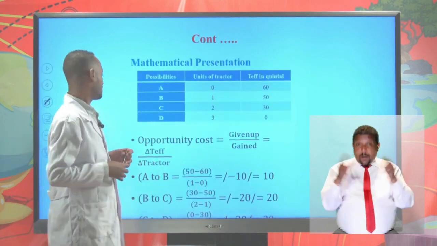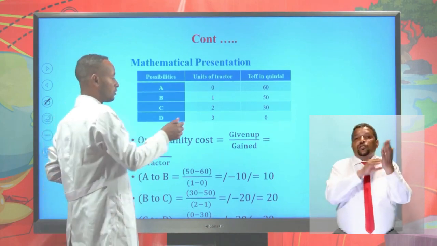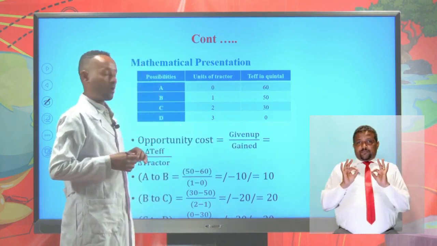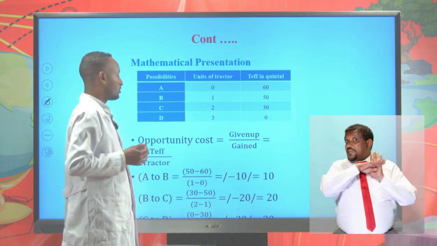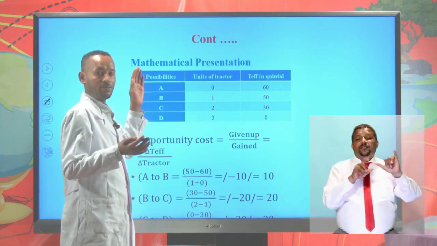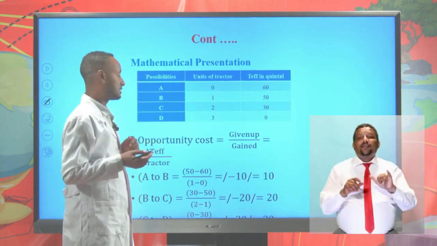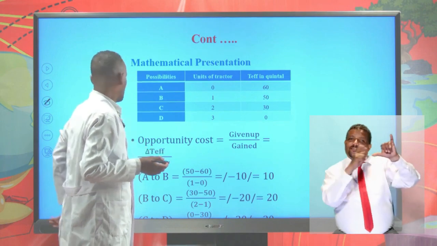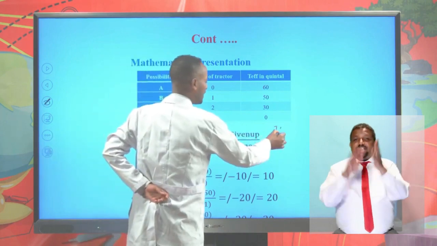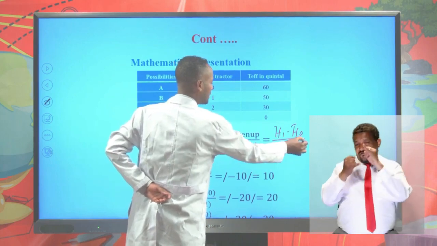Now let's see the mathematical presentation of the opportunity cost. The opportunity cost of a commodity is calculated by dividing the amount of a commodity that is given up by the amount of a commodity that is gained. In our model, we represented the amount of a commodity that is given up on the y-axis and that which is gained on the x-axis. So we represented the amount of teff that is given up on the y-axis and the amount of tractor that is gained on the x-axis. So this is calculated by dividing the change in teff by the change in tractor. That means teff final minus teff initial divided by tractor final minus tractor initial.